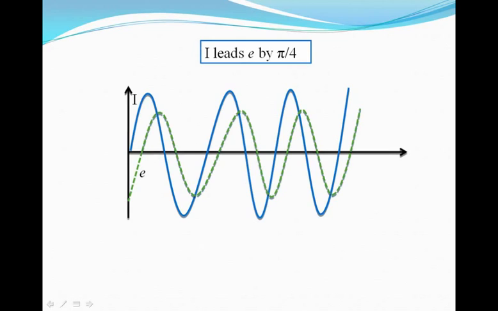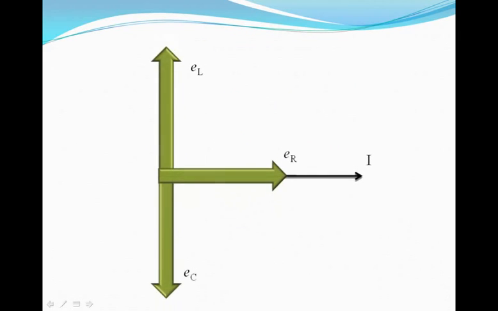So as you can see, it starts pi by 4 late, and therefore you can say that the current leads the voltage in this case. Now if you draw the phasors for the potential difference across the resistance, the capacitance and the inductance, you will see that the current leads the net potential difference only in the case of an RC circuit, isn't it?